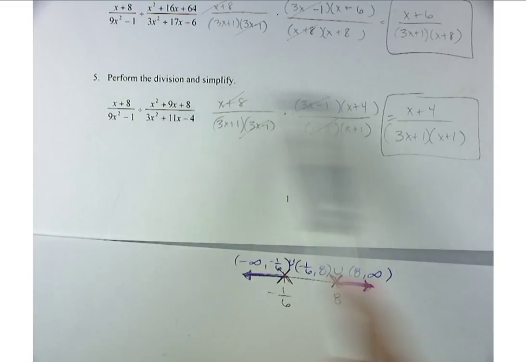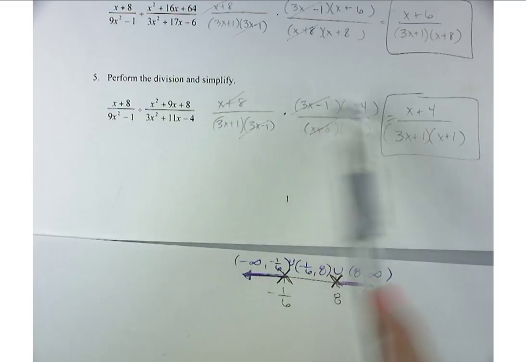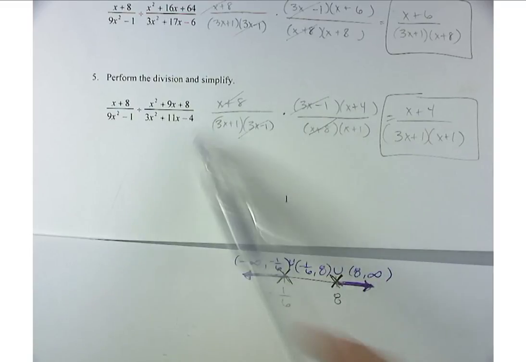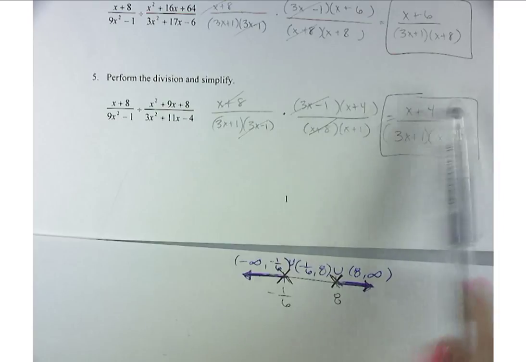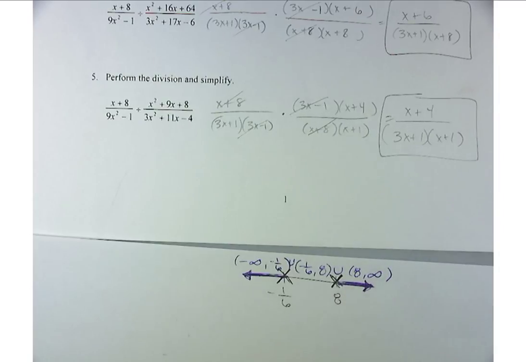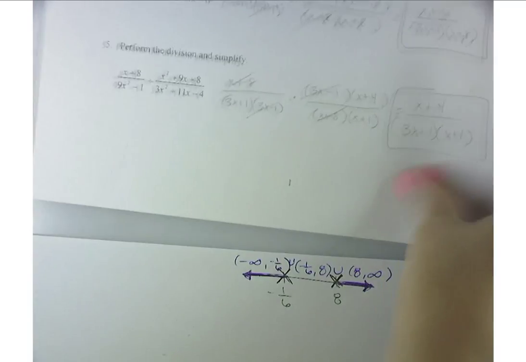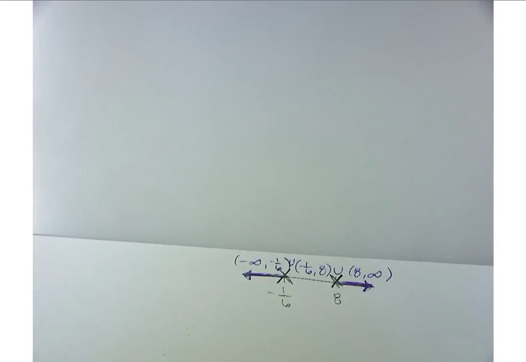What happens if everything on the top cancels out, but not everything on the bottom cancels out? So 1 over. Yes, it'd be 1 over whatever expression you have left. Okay, good. So x plus 4 over 3x plus 1 times x plus 1 should be your final answer. Questions for me on that? That's good? All right, let's flip it over.